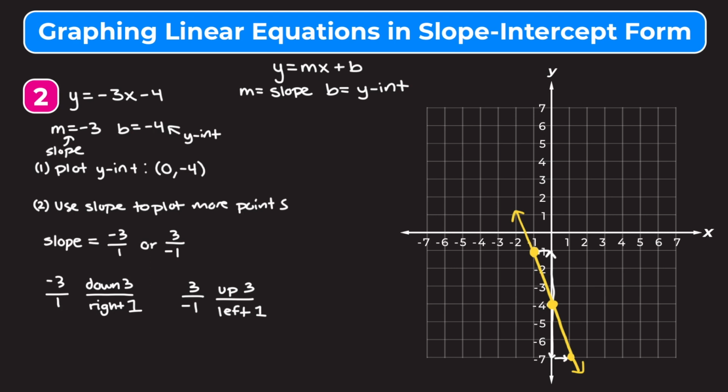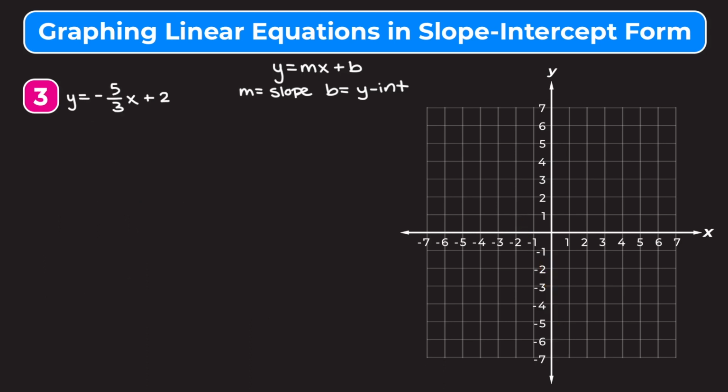Let's go through one more of these just to make sure we've got it down. So for this last example, I encourage you guys to try it on your own, and then you can watch me work through it to make sure you've solved it correctly. So for example 3, we have y equals negative 5/3 x plus 2. So let's first figure out what our m and our b values are. So m is negative 5 over 3, and that is going to be our slope. And b is positive 2, and that is going to be our y-intercept.